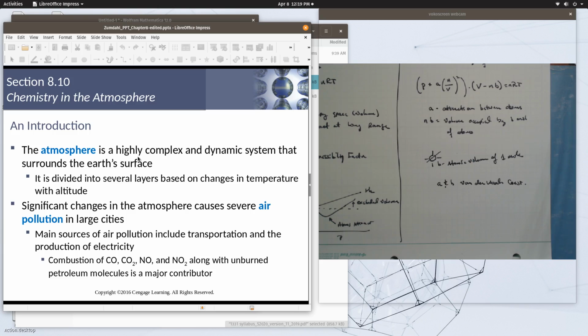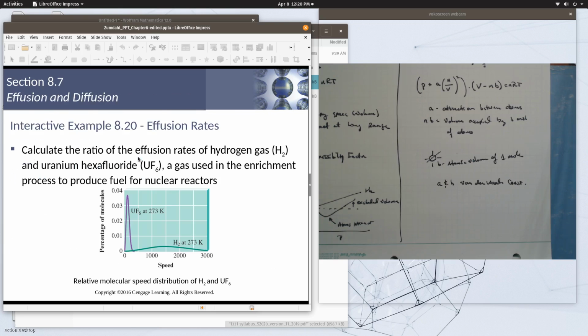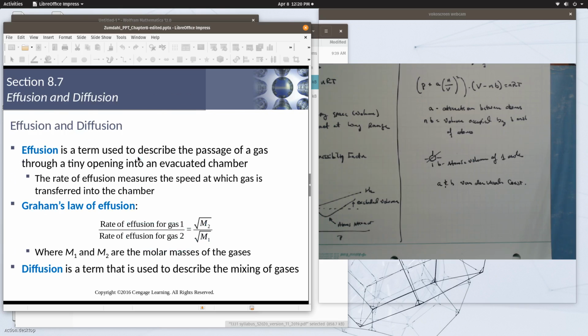Okay. So let's go back and talk about effusion. And effusion is simply the passage of gas through a small opening. If you poke a hole in a bike tire, you get the gas going out, and Graham's law of effusion is simply that the rates of effusion of different gases are related to the square root of the molar masses of the gas.